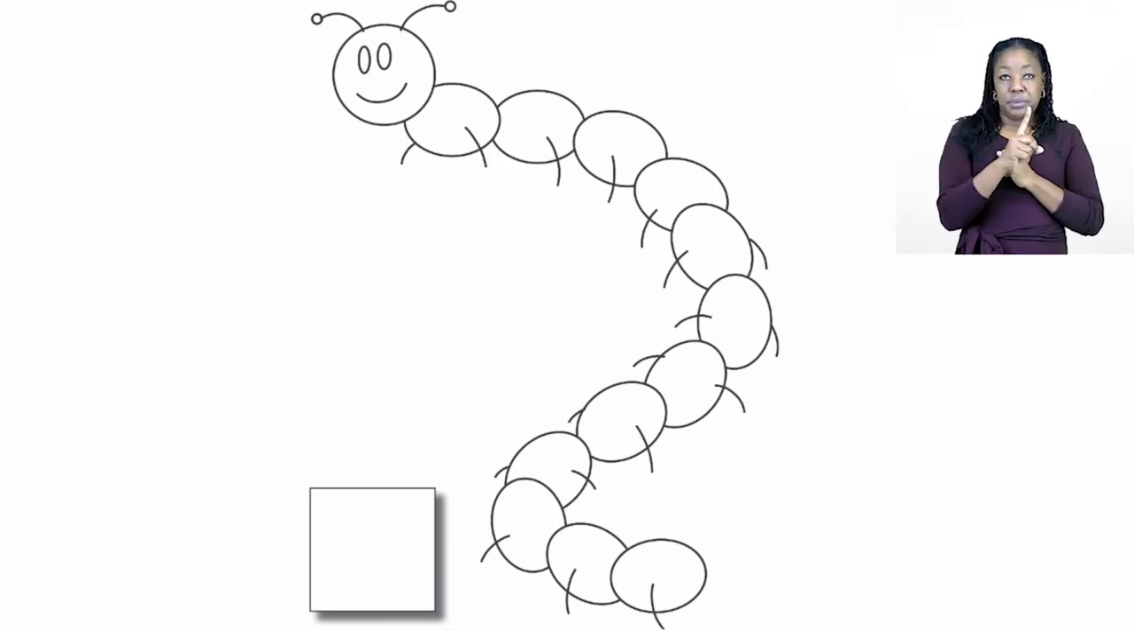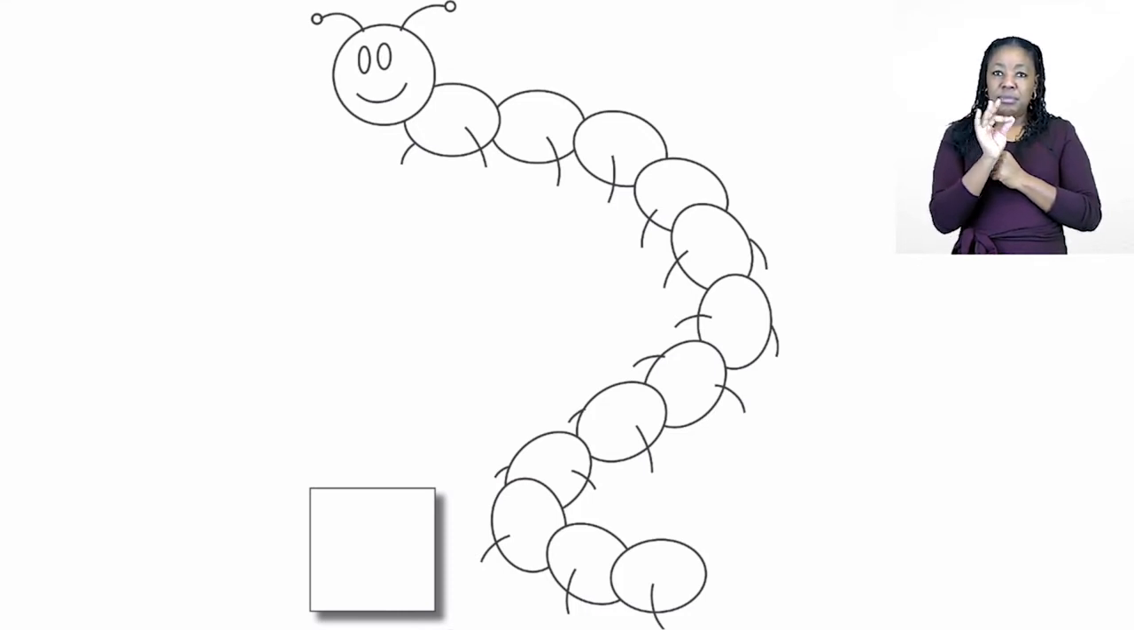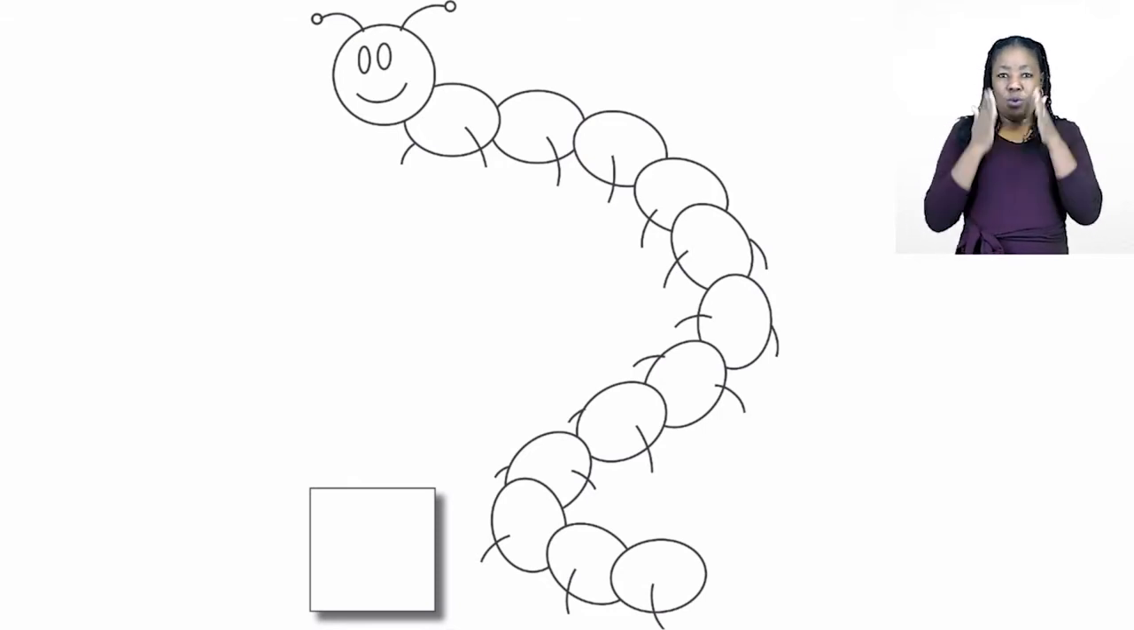1, 2, 3, 4, 5, 6, 7, 8, 9, 10, 11, 12, 13, 14, 15, 16, 17, 18. Did I forget anyone? Let's try again. Remember, I want you to concentrate and you're going to do it slowly. Say the numbers out loud so you don't get confused.